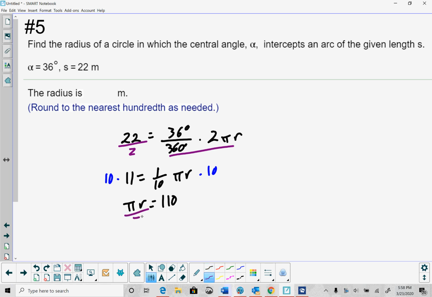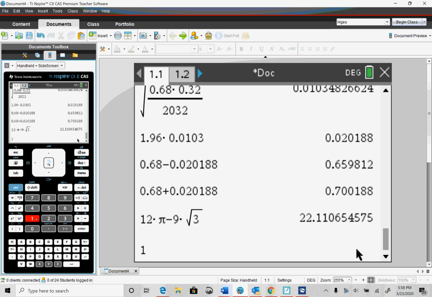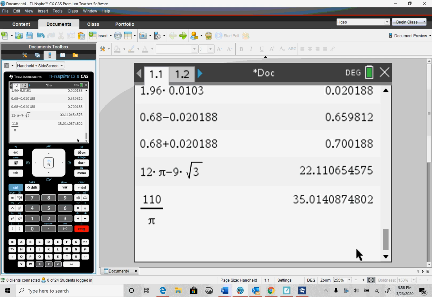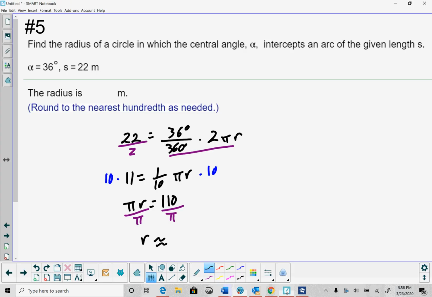So one more step here. Divide both sides by pi. That should tell me what my radius is approximately. Round to the nearest hundredth as needed. Oh yes, we do need. So 110 divided by pi. Force the decimal approximation to the nearest tenth. I guess we round that off to 35.0. Oh, I'm sorry, hundredth.